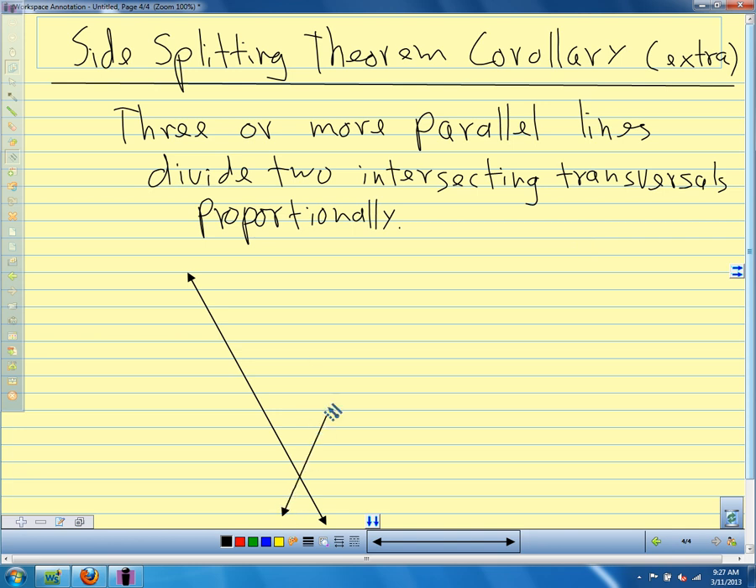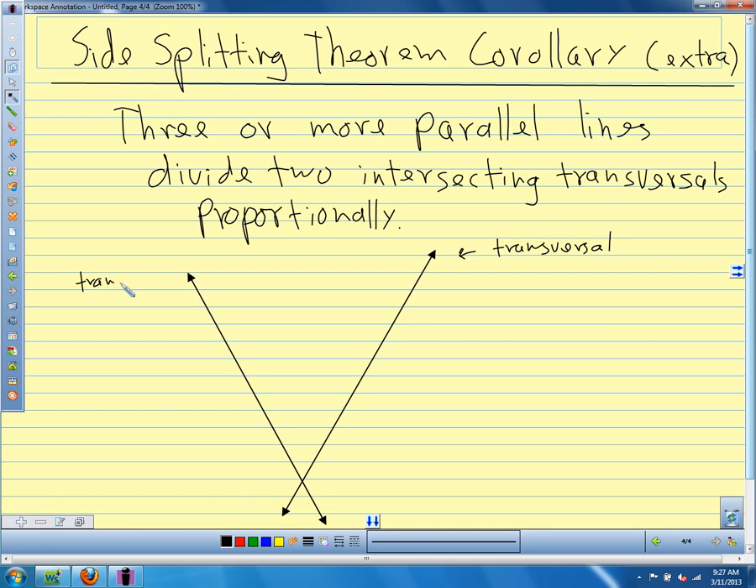So here are our intersecting transversals. They have to cross somewhere. So this is our transversal, that's one. And that's another transversal. So let's draw our three parallel lines. We'll just draw three because the side splitting theorem says three or more, so we'll just do three for now. There are our three parallel lines.